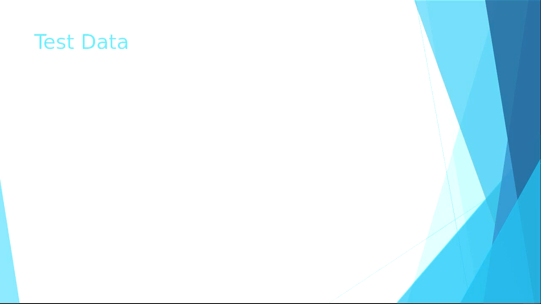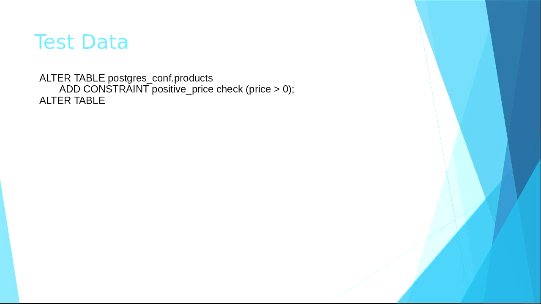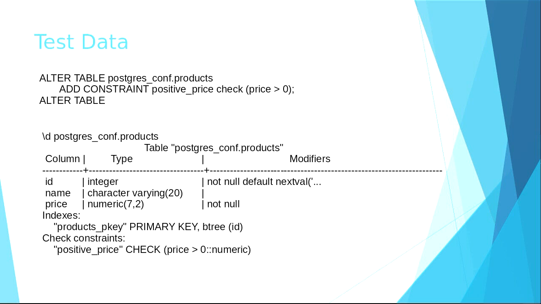Next, we're going to add a check constraint for a positive price to ensure that all your prices are positive. And again, with the describe command you can see there at the bottom, it added the positive check to the price.